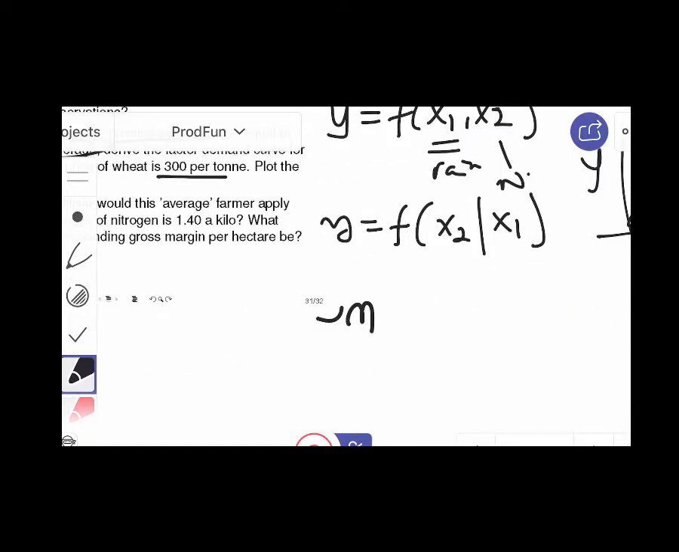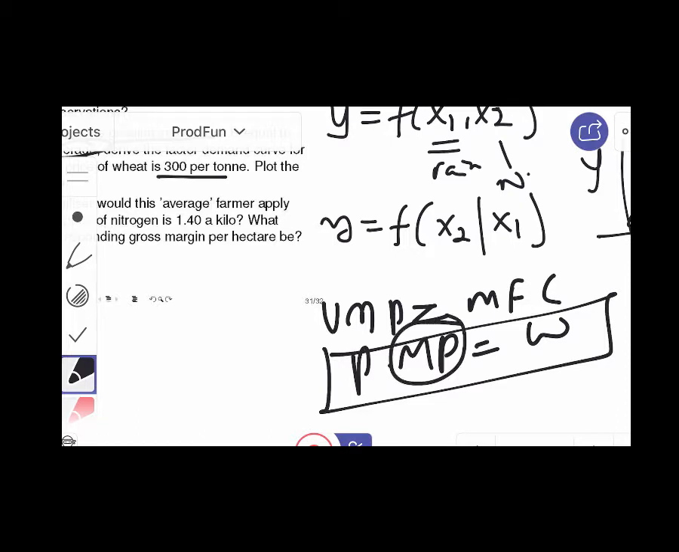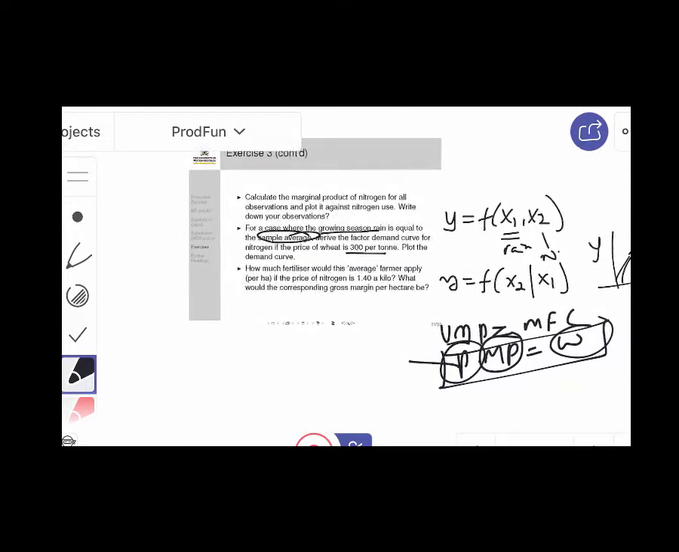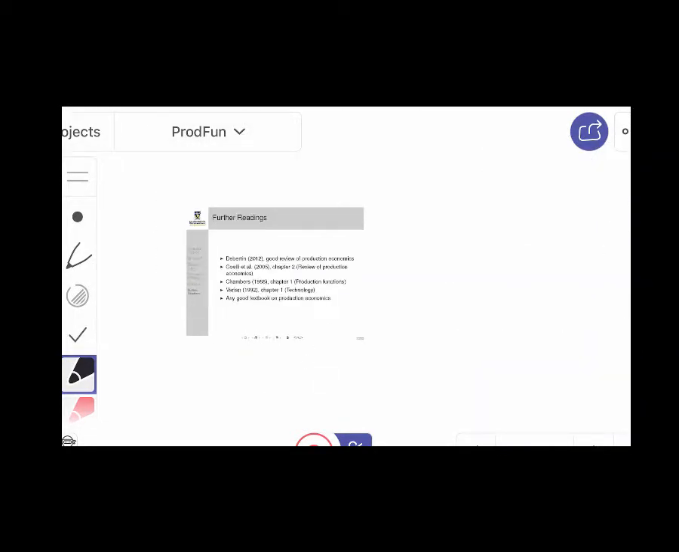Value marginal product being equal to marginal factor cost, that's the price of the output times MP equals the input cost. You have the marginal product from your estimated function, the cost of input has been given, the price of the output is given, what's left is for you to figure out what that optimal is. So this is all doable, it's left to you as an exercise.